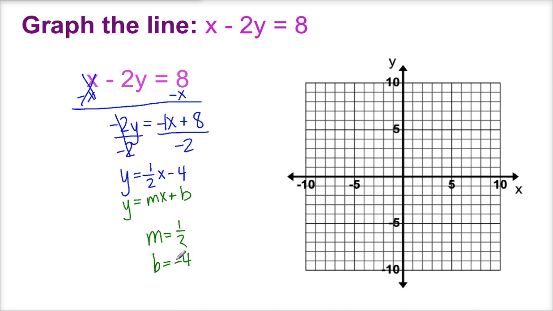So to graph, start with the y-intercept. That's at -4 on the y-axis. And then our slope is 1/2, so we're going to rise 1, run 2. So from this point, rise 1, run 2. And there's our next point. Once you have 2 points, that's enough to draw a line. And this is the graph of the line x minus 2y equals 8.